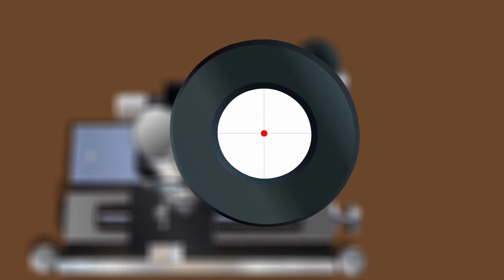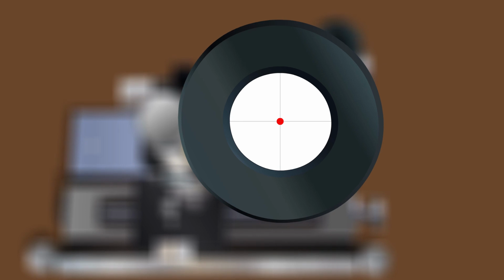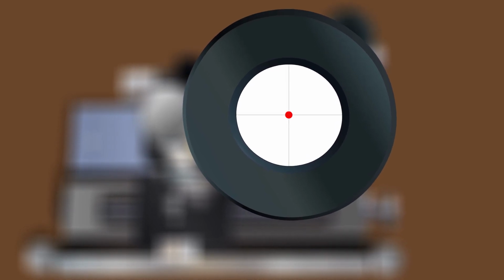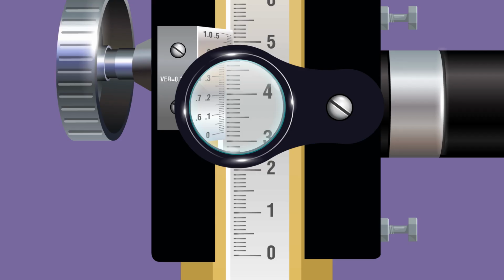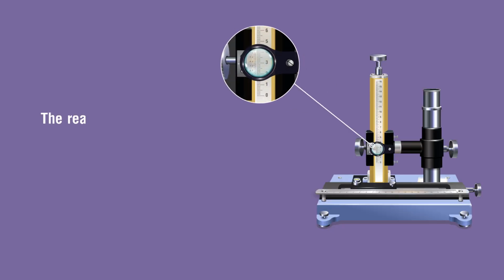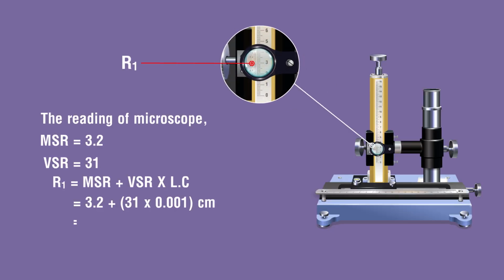Use the fine adjustment screw on top of the microscope to focus on the mark such that the cross of the cross wires coincides with the mark on the paper. Note the main scale reading just before the 0 mark of the vernier scale. Use the magnifying lens attached to the microscope and note the vernier scale division that coincides with a division of the main scale as the vernier scale reading, VSR. Now calculate the total reading of the microscope, R1.